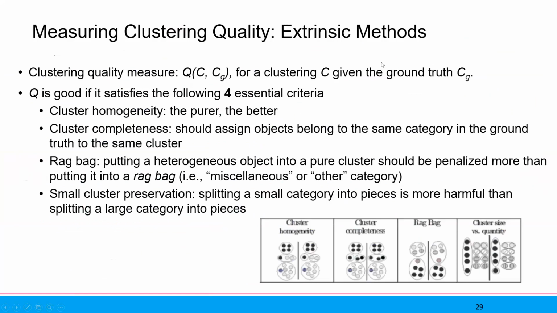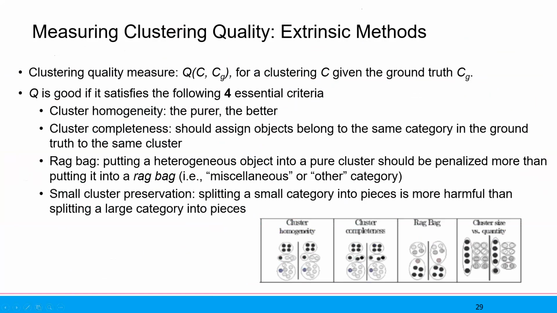For the extrinsic methods, we have these quality measures. C compared to the ground truth G. For clustering C, given a ground truth G, then we can measure it. So Q, the quality, is good if it satisfies the following 4 essential criteria. So these are the criteria. First is homogeneity. Homogeneity means the purer, the better.